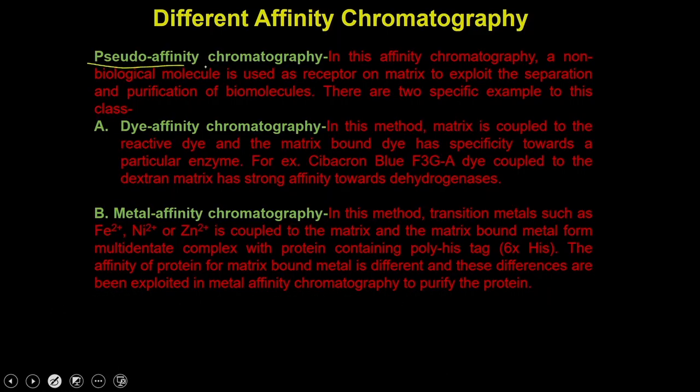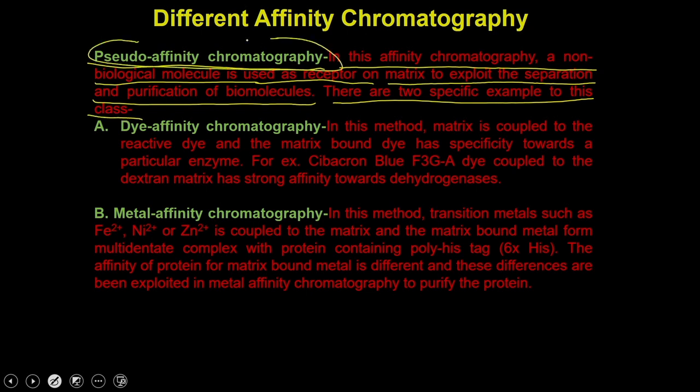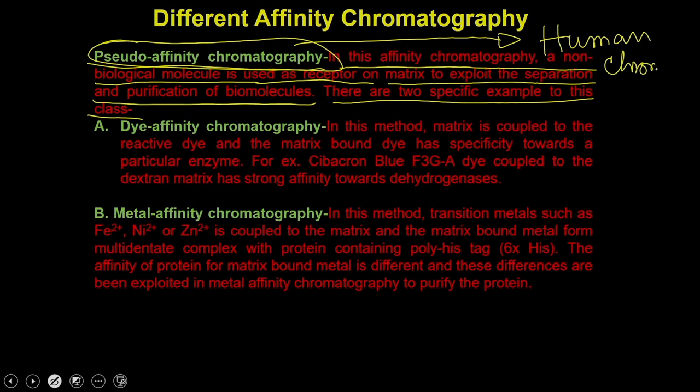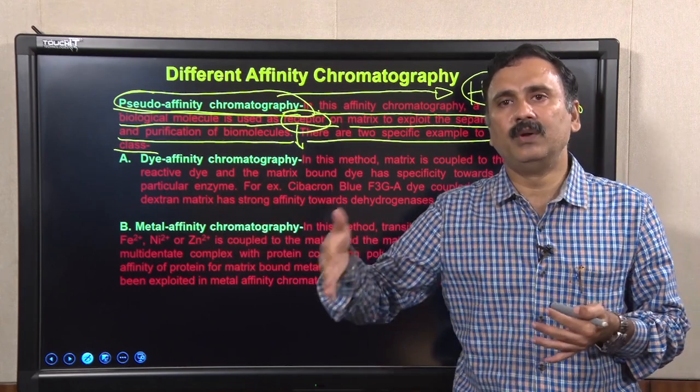Now, the second class is called pseudo-affinity chromatography. In this affinity chromatography, a non-biological molecule is used as a receptor on the matrix to exploit the separation and purification of the molecules. So pseudo-affinity chromatography is different from bioaffinity chromatography. I would say pseudo-affinity chromatography is man-made affinity chromatography, because all these receptors do not exist in nature. What people have found is that instead of utilizing the actual receptor or the ligand, you can use a chemical molecule which is also going to do the same job.